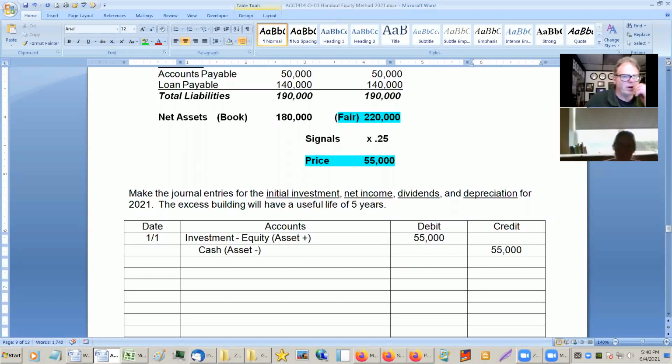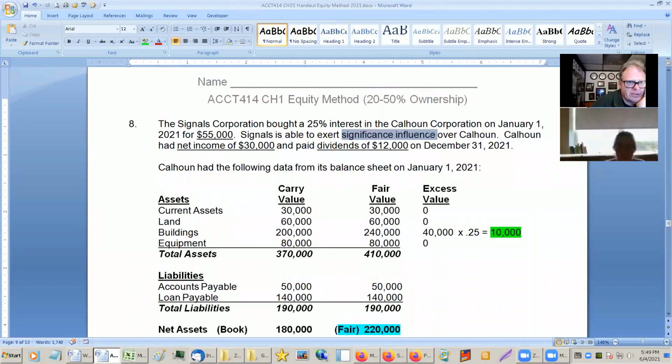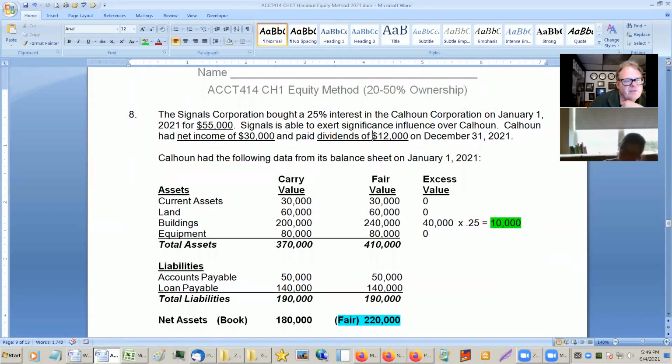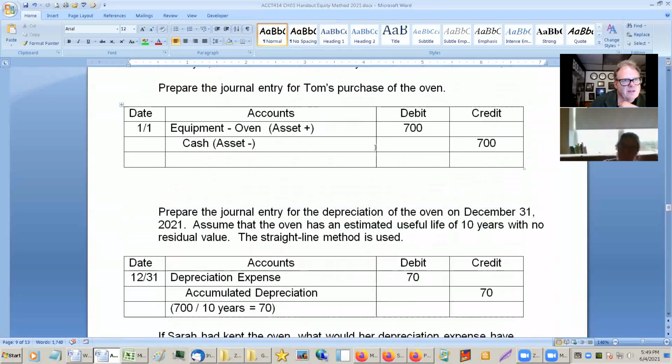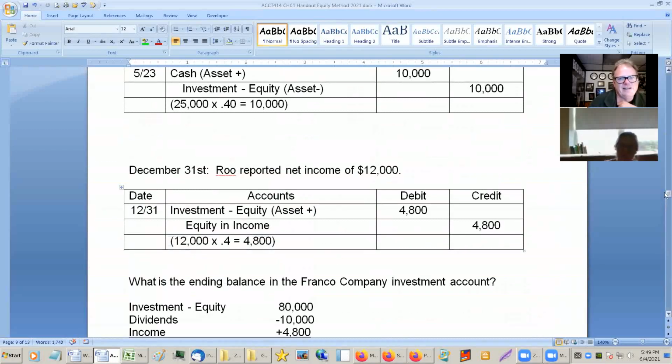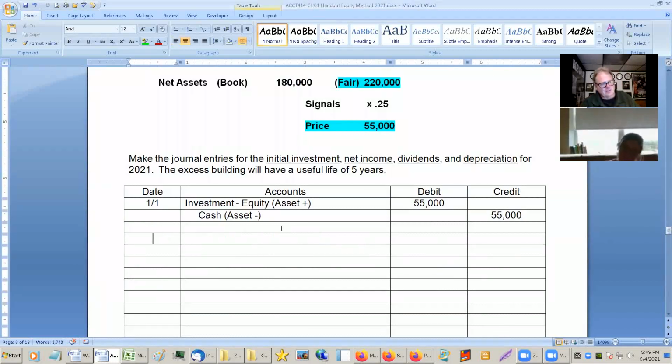Okay, so at this point, we're no better or worse off. They have significant influence. It's not controlling, but they have influence. So net income of and pays dividends of 30,000. It doesn't matter which one we go first. We'll do dividends first, just because it'll be the same as the previous ones, I guess.